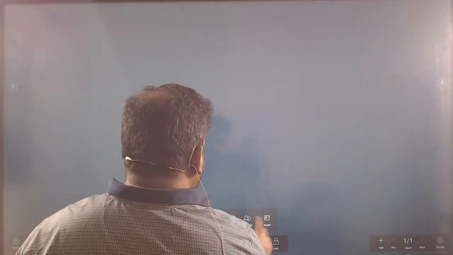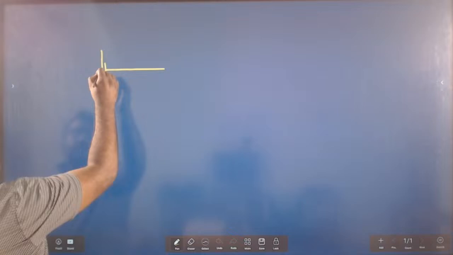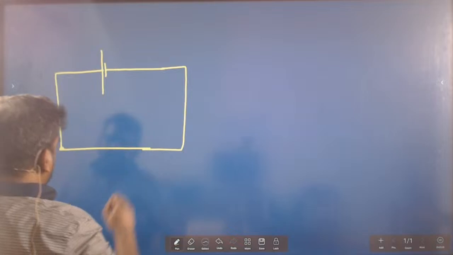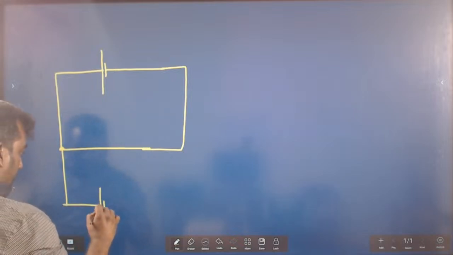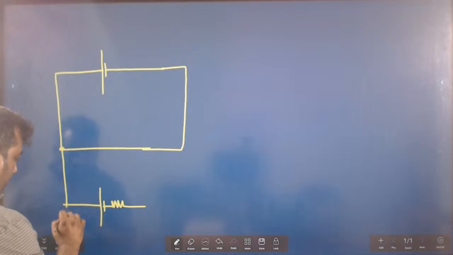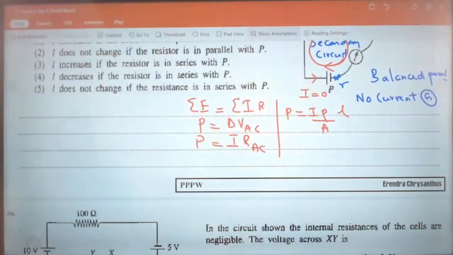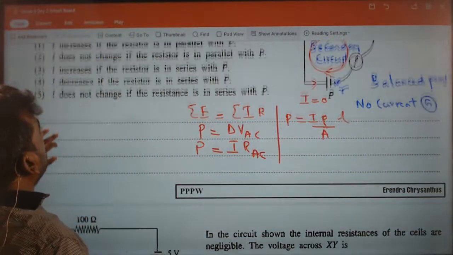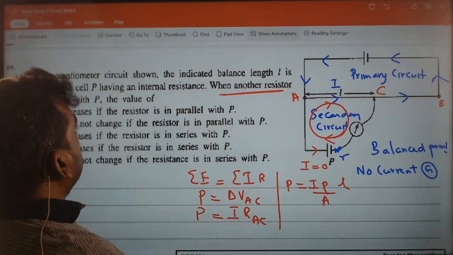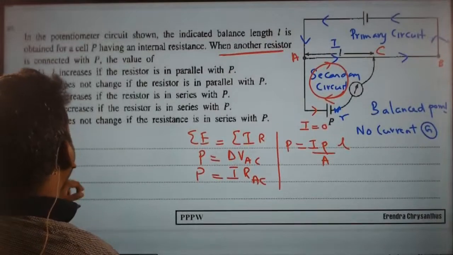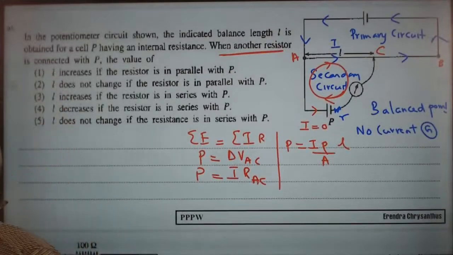Look at the board now. Battery is here. Potentiometer primary circuit. Here there is an internal resistance. I connect another resistor. What they are asking you here is to connect another resistor with P. What will happen? They have given different conditions. L increases if the resistor is in parallel.